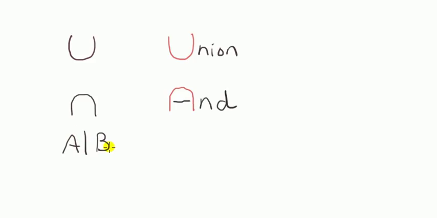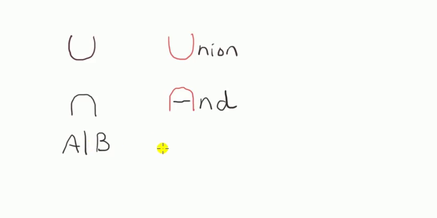Finally, the given sign, A given B. Well, I guess there are two things that come to mind on how to recognize that it's given. First is that we can use deduction. It's not union, it's not AND, so it must be the final one, given.